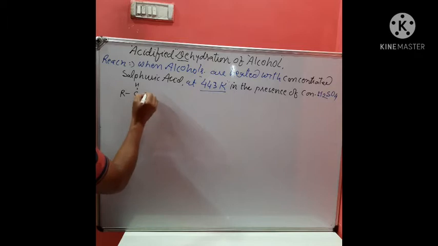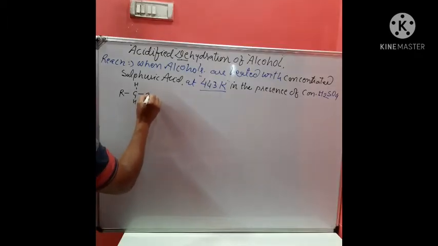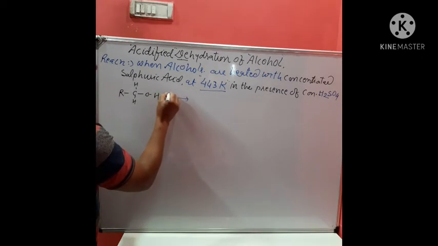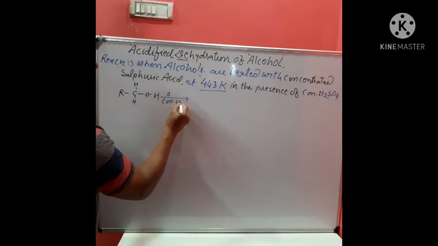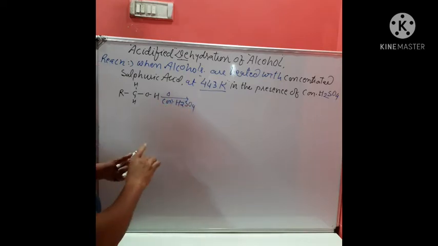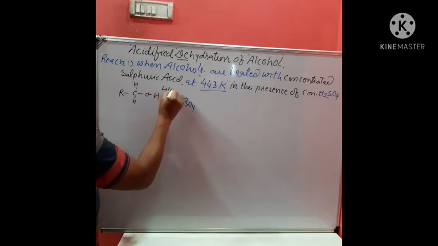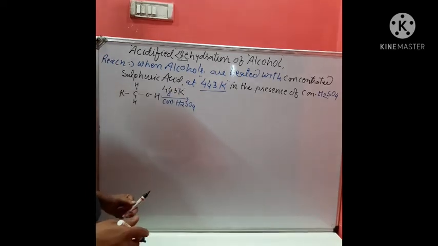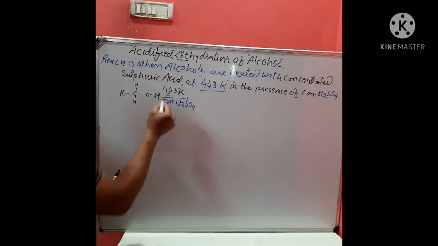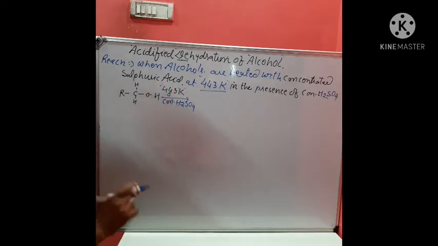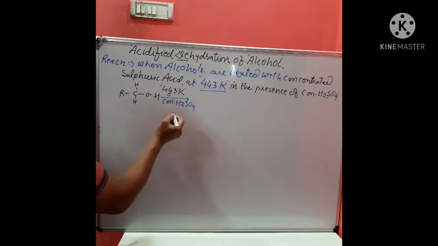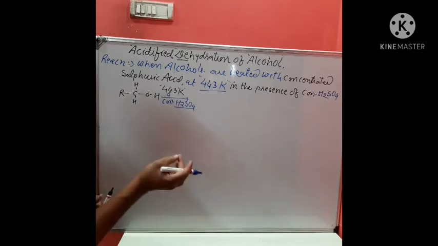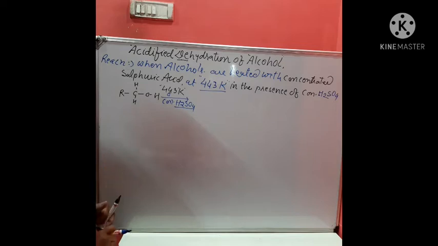We can take any alcohol, RCH2OH. When heated using concentrated H2SO4, and I told you the temperature must be 443 Kelvin. If the temperature differs, then the formation of ether will take place. Therefore, you have to focus on this temperature, 443 Kelvin. When we use concentrated H2SO4, that is concentrated acid, it is used as a dehydrating agent.